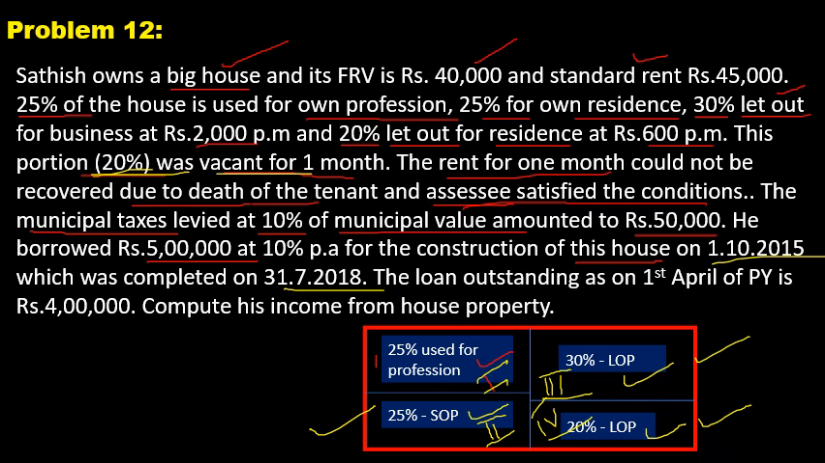The 5 lakh loan is borrowed for the construction of the big house, so while you are giving the deduction, you have to give the deduction only for that particular part. The procedure of calculation is the same, but the proportionate deduction, not the full amount, is liable for deduction under section 24, since the loan is borrowed for the construction of this entire house. So that is about the problem. We will solve it one by one.